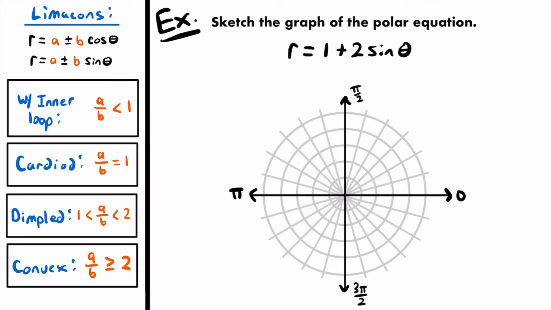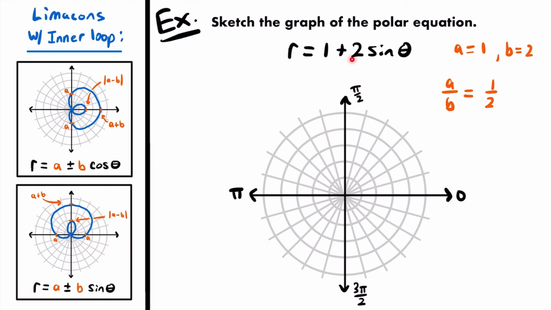All right, so in this case, let's identify a and b. We have 1 plus 2 sine theta, so a is equal to 1 and b is equal to 2. So a divided by b will be equal to 1 divided by 2, which is 1/2. And if a divided by b is equal to 1/2, then that means a divided by b is less than 1, right? 1/2 is less than 1, and so this polar equation meets the requirements for a limacon with an inner loop. We now have a better idea of the shape of the graph for this polar equation.